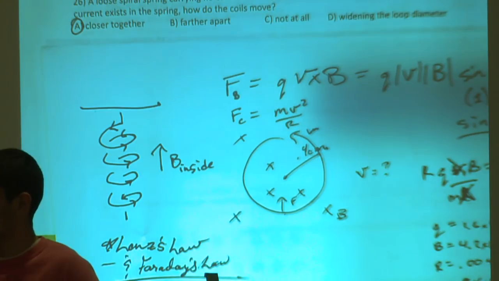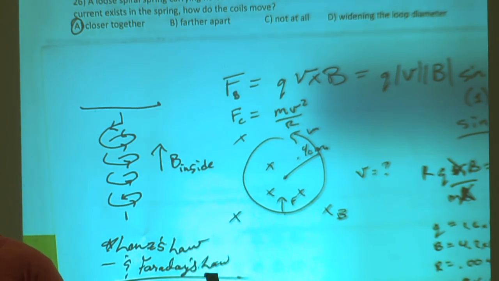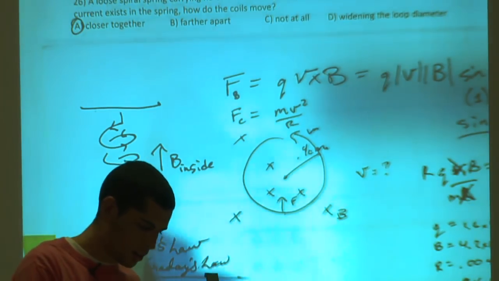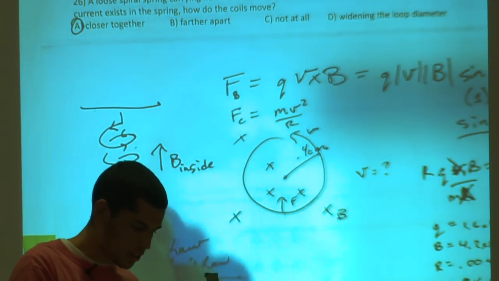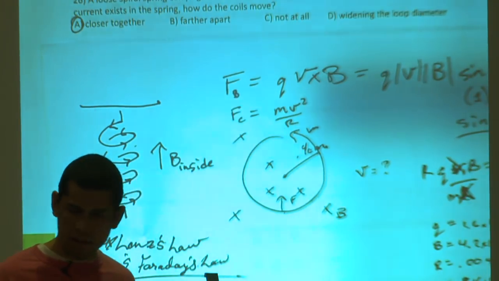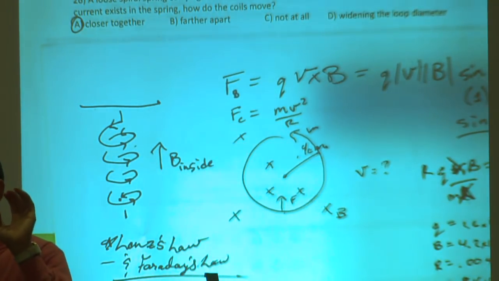Wait, but what about that induced magnetic field causes them to come closer together? Since this one's changing faster than the bottom, we'll have a magnetic field that's going up, and then the other one will have a magnetic field that's going down. That's like a north pole and a south pole, and a north and a south pole will want to come together. But can't you think of the current as instantaneous?